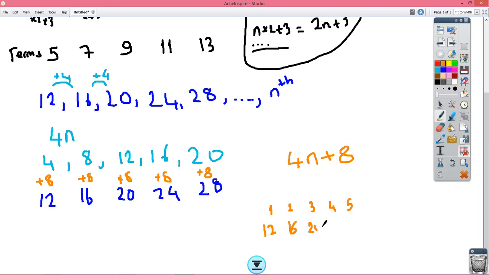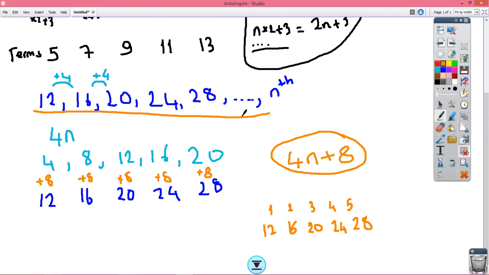24. It's 20. 4 multiplied by 4 plus 8 is what? 24. And the next one will be 28. Now, did you see, using this rule, I am finding this sequence. Is it true? Yes. Then for the nth term, I am going to use this formula.